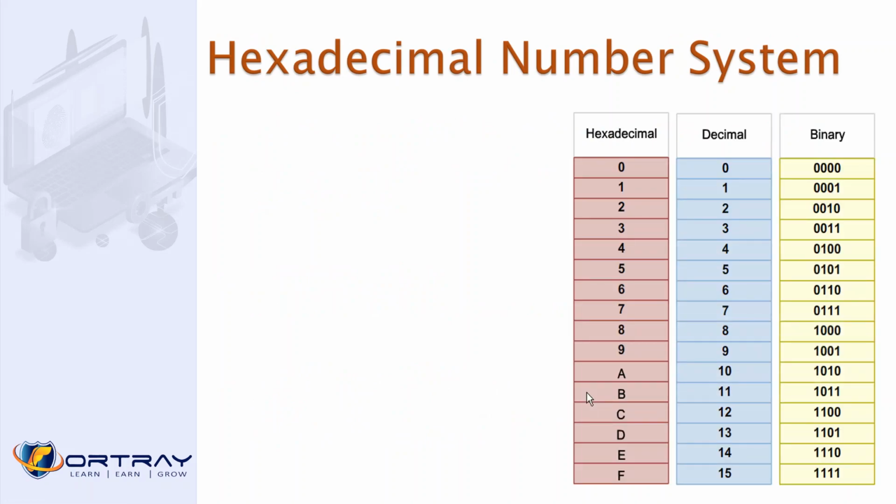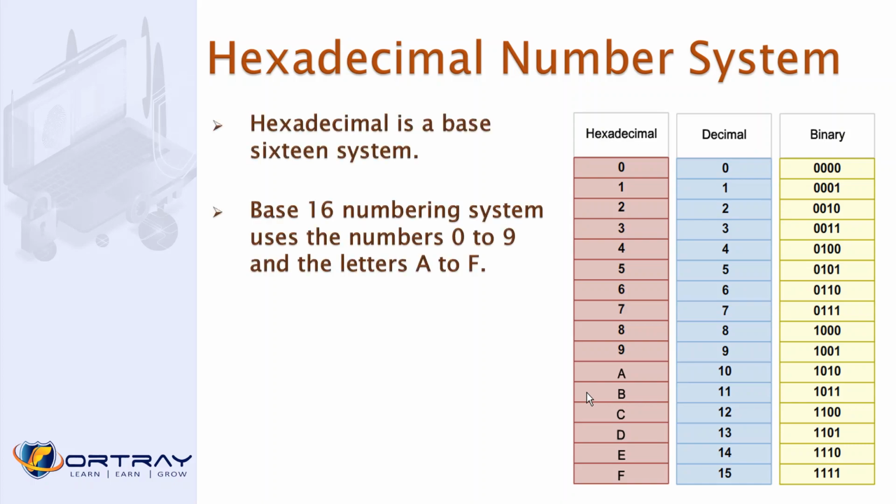Now from a representation point of view, we know IPv4 addresses are represented in decimal format and we can convert binary to decimal; we know the formula. However, IPv6 addresses we represent in hexadecimal format. Hexadecimal is a base 16 number system from 0 to 9 and A to F. For example, in decimal, 15 is the highest number. From a binary point of view, 1111 is the highest number, and F is the highest number in hexadecimal.